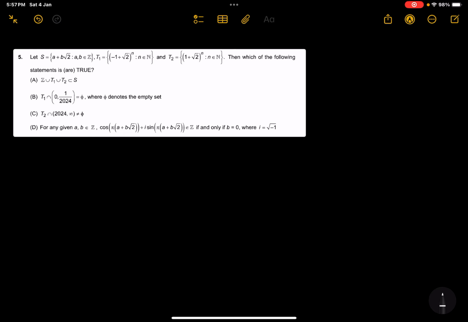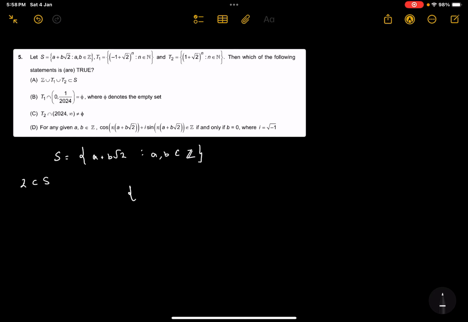So let's analyze every option. First we have Z union T1 union T2 is a subset of S. Our set S is a plus b root 2, where a and b are integers. So b can be 0. Thus S indeed has all the integers from this part a. So yeah, Z is a subset of S.